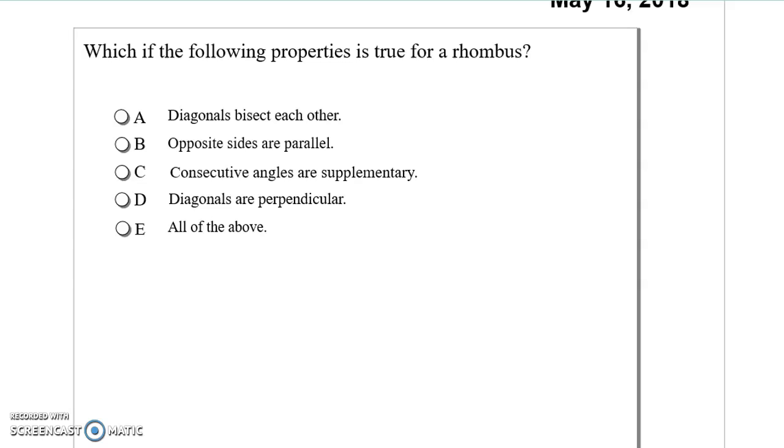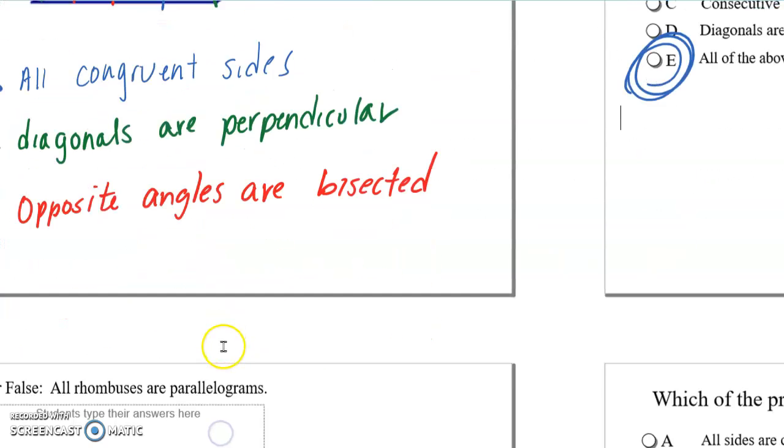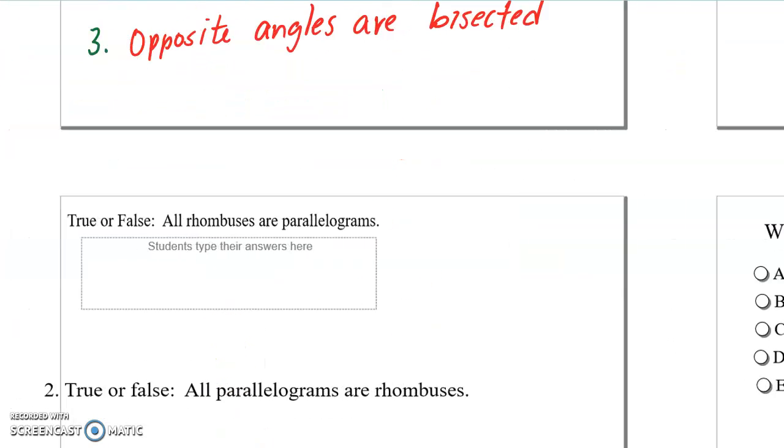So let's look at this. Take a second, read it. You just want to be careful. Do diagonals bisect each other? Yes. Are the opposite sides parallel? Yes. Are they supplementary and the diagonals are perpendicular? Which are true? All of these are true for the rhombus. Okay. All right. True or false? All rhombuses are parallelograms.